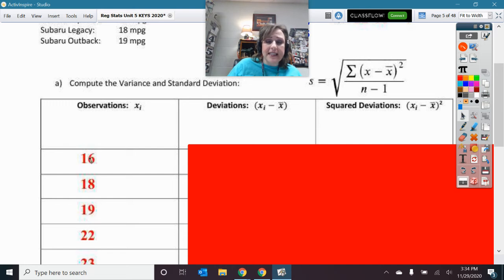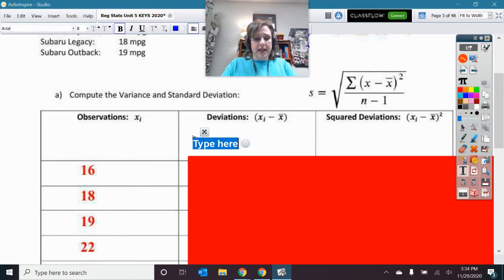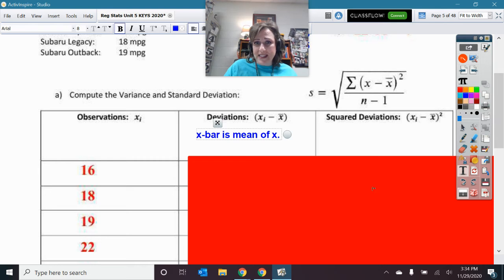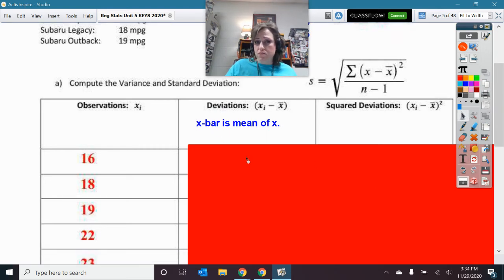How far away is each piece of data from the mean? Because we want to get the average distance from the mean. So that's this, x minus x bar. X bar is the mean of x. You may or may not know that. X bar is the mean of x, and that's what we calculated up there as 19.6. So I want you to fill in each one of those.